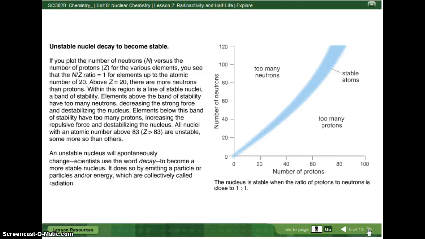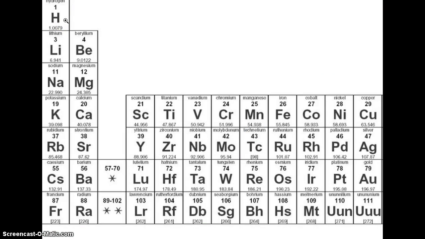If you plot the number of neutrons N versus the number of protons Z for the various elements, you will see that the N over Z ratio equals 1 for elements up to the atomic number of 20. So what is that really saying? Well, that's saying that if you look at elements numbers 1 through 20, then you're going to see a certain pattern. So let's look at some examples. So let's look at lithium. Lithium has an atomic number of 3, and the mass rounds up to be 7. So that tells us that there are 3 what? 3 protons, and 7 minus 3 equals 4, so there's 4 neutrons.